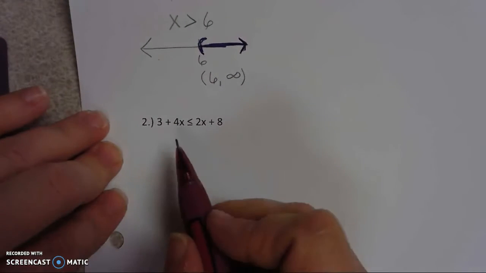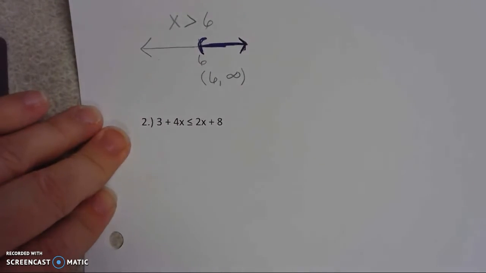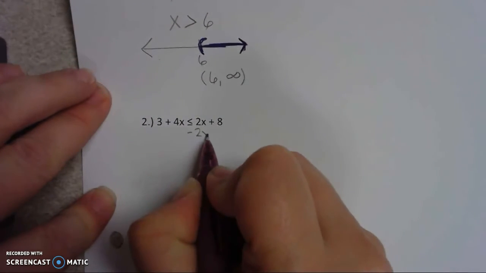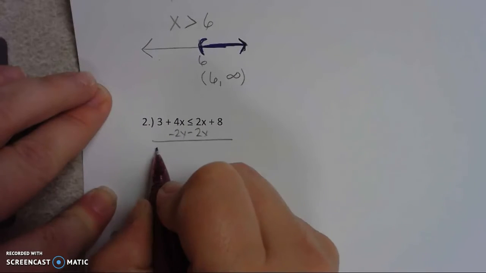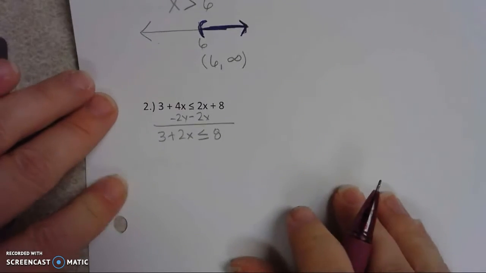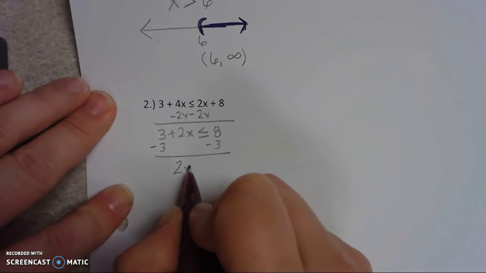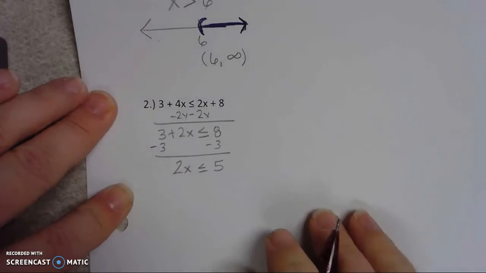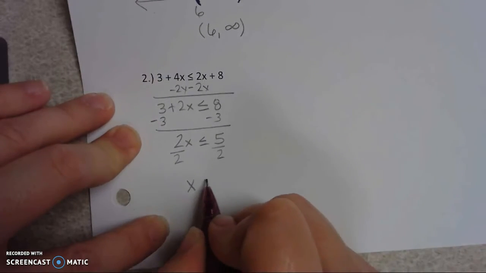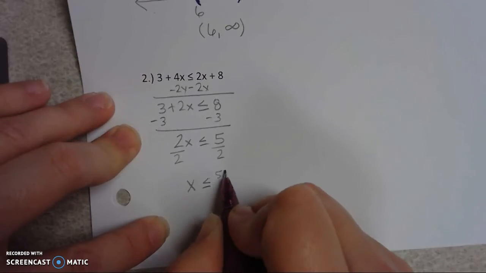Okay, let's try this one. So we have 3 plus 4x is less than or equal to 2x plus 8. I want to get my variable terms on one side, my constant terms on the other. So I'm going to subtract 2x. That'll give me 3 plus 2x is less than or equal to 8. Then I'm going to subtract 3. And that will give me 2x is less than or equal to 5. I'm going to divide both sides by 2. And I find that x can be any value that is less than 5/2 or equal to 5/2.